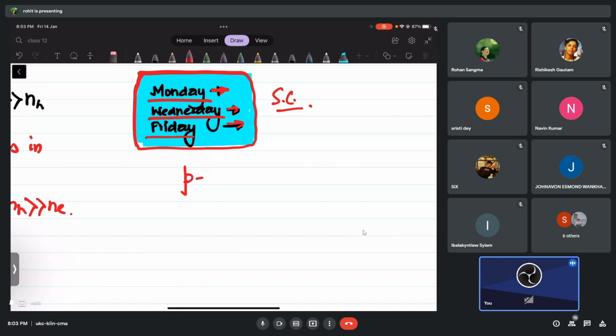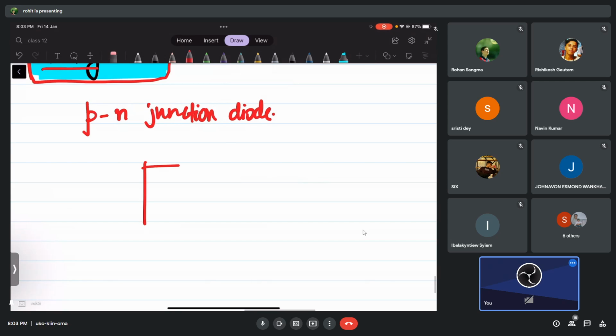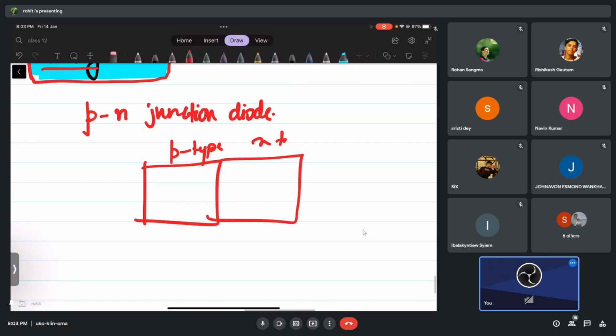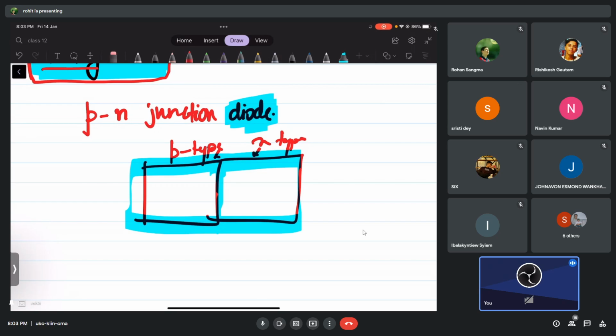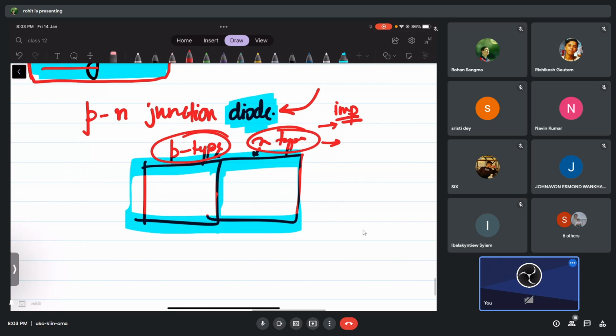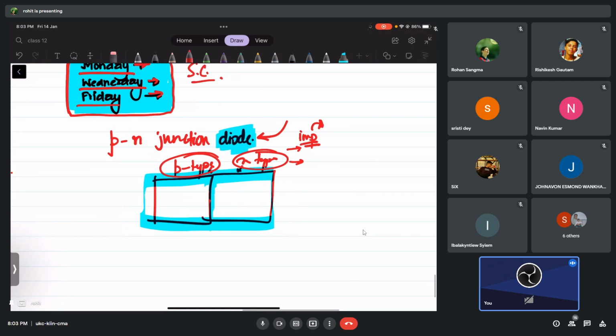We are going to do something called p-n junction diode. I'll tell you very quickly. We'll take a p-type semiconductor, you already know what that is, and we'll take an n-type semiconductor. We'll join them together like this. Then we'll get a device. We call it what? Diode. And that is going to have a lot of utilities. This is the most important invention of the century, 19th or 20th century. It is a very important invention.